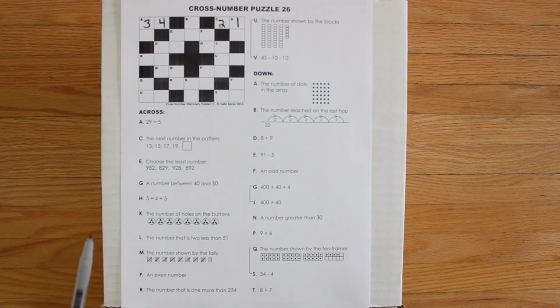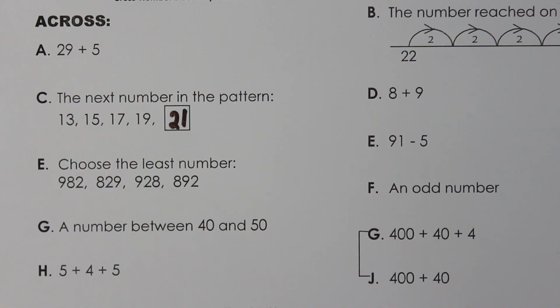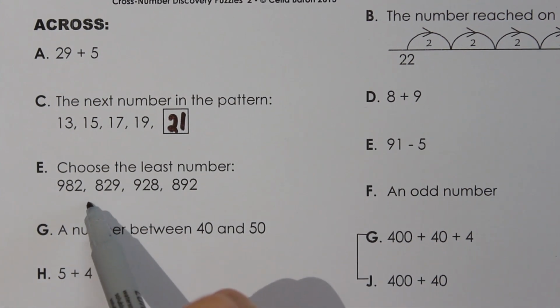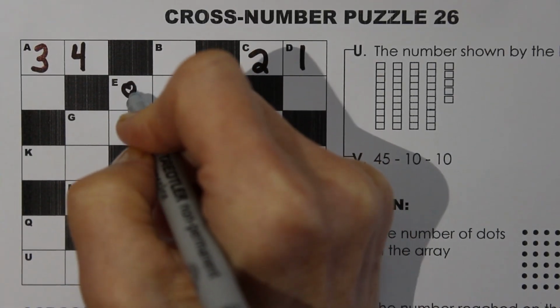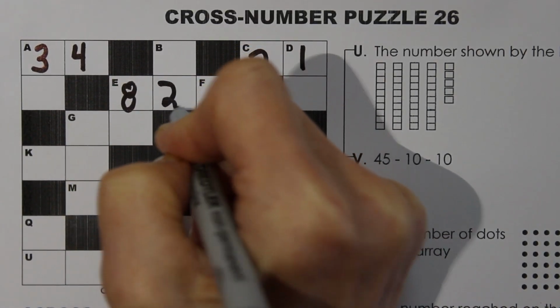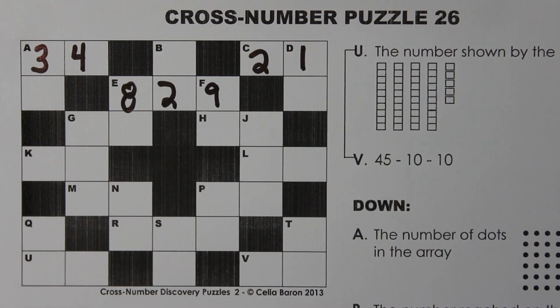Question E involves a 3-digit number. Each of the digits in the numbers are the same, 2, 8, and 9. Students have to recognize that the least number will have the 8 in the hundreds position and the 2 in the tens position. They then place 829 in the 3 boxes for E.